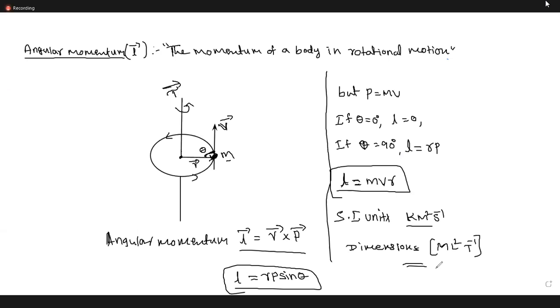We call it rotational angular momentum, and angular momentum will be r cross p. So this is the equation.